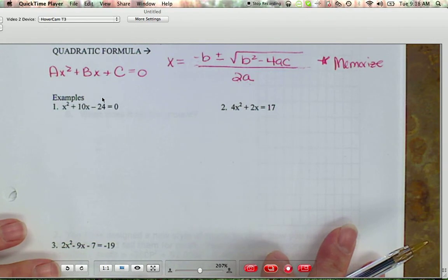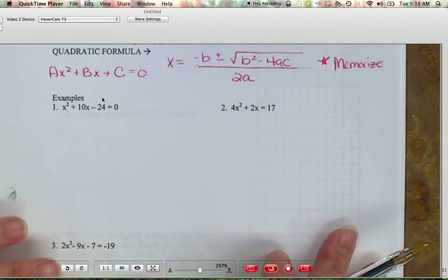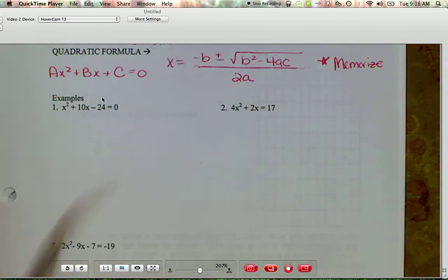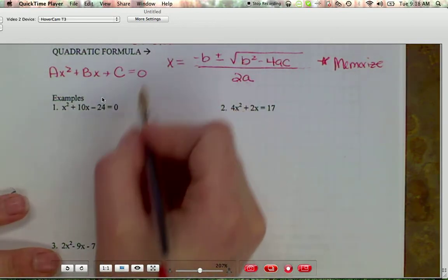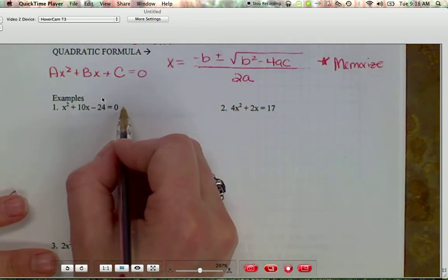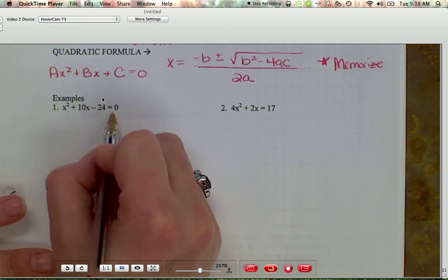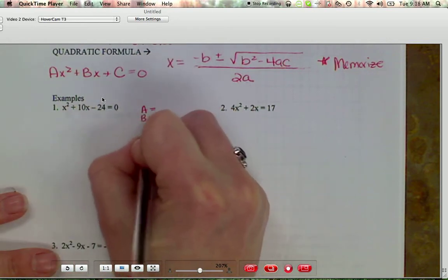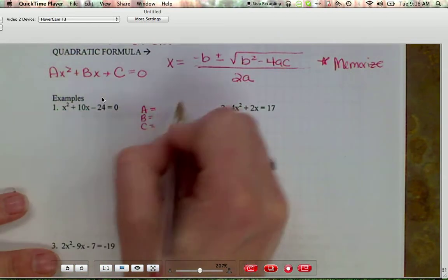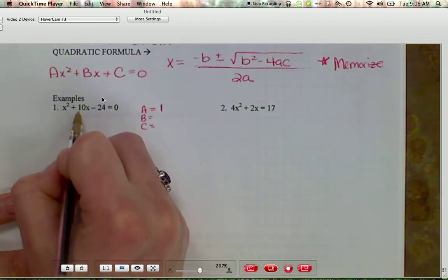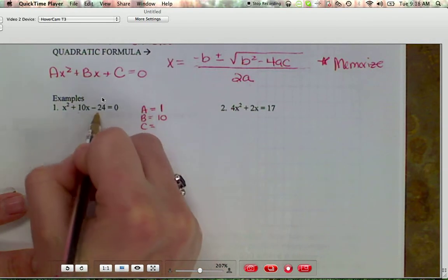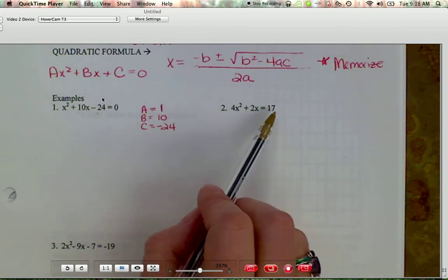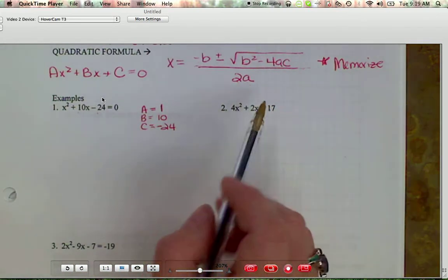So let's work through this. Again, remember, we're just solving for x like we have in all the other methods. It's just a formula that we use instead of working through the equation to solve. So the first thing you always want to make sure of is that you have it equal to 0. And this one is already equal to 0. It might be good as you're starting out to identify what a, b, and c are. So a is always the number in front of the squared term, so in this case it's 1. b is the number in front of the x term, so it is 10. And c is always the constant, negative 24. If it's not equal to 0, then you need to get it equal to 0 first before you can identify your a, b, and c.